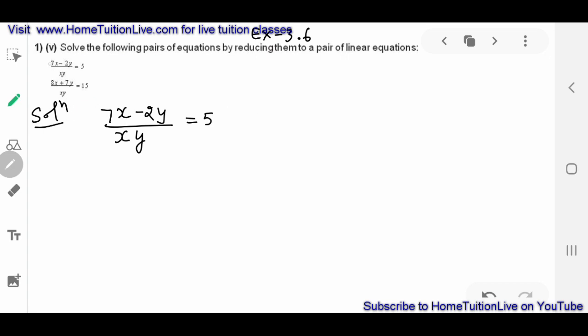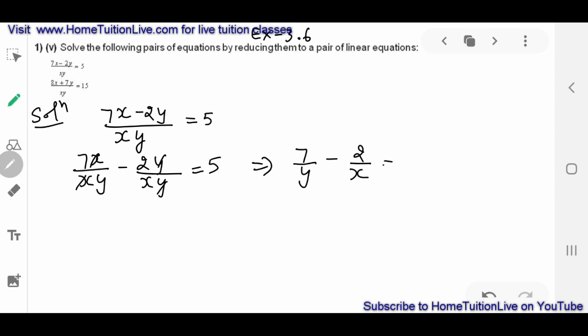So first we have given (7x minus 2y) upon xy equal to 5. Now we will solve this. 7x upon xy minus 2y upon xy equals 5. Now here we will get 7 upon y minus 2 upon x equals 5. So this is our first equation.